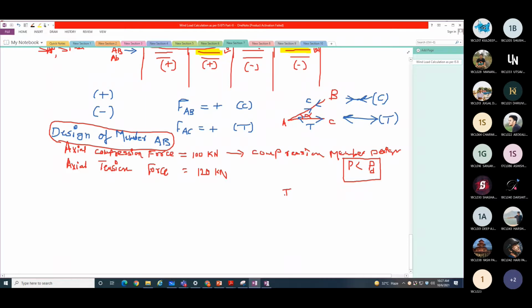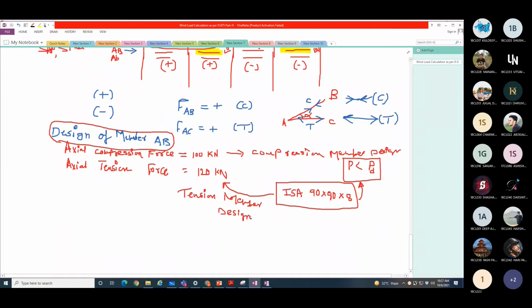Say for example, you have chosen ISA 90 by 90 by 8. Now this 90 by 90 by 8 is giving a safe design for the compression member. Then for the same section, ISA 90 by 90 by 8, you require to check whether this section will give a safe design as a tension member or not. Clear everyone?